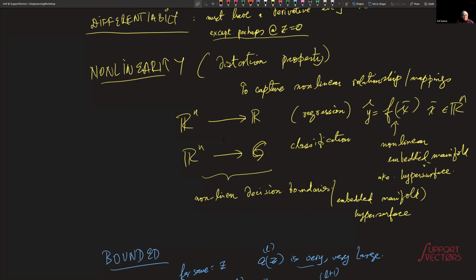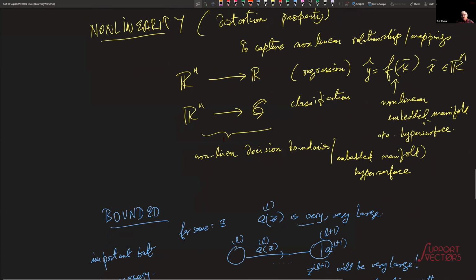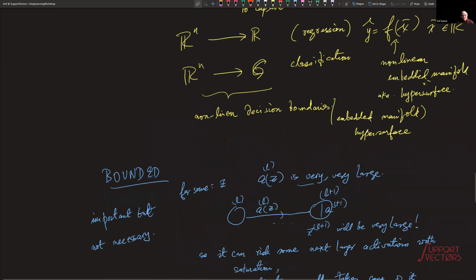So that is it. And then non-linearity. Non-linearity is at the heart of it. If you want to capture non-linear relationships, you better have non-linearity in the distortions of your activation function. Then only a conspiracy of many neurons will together capture the features of a nonlinear embedded manifold, a relationship. That is it.